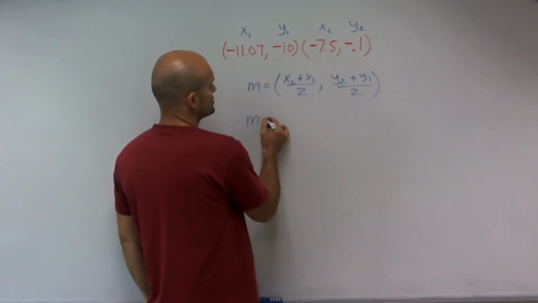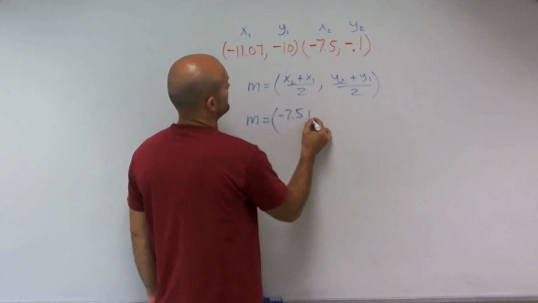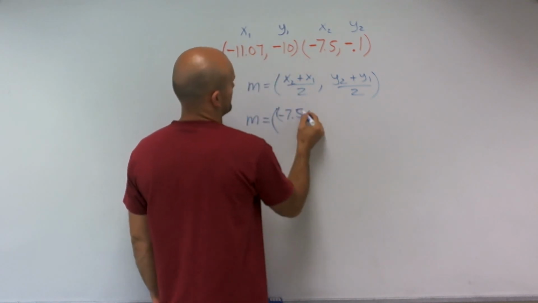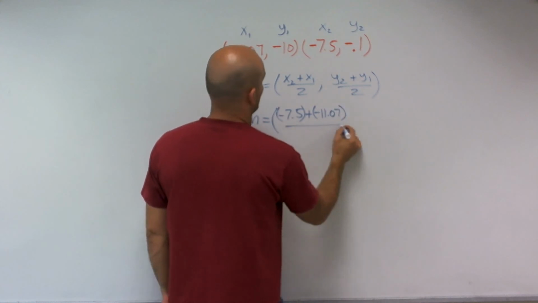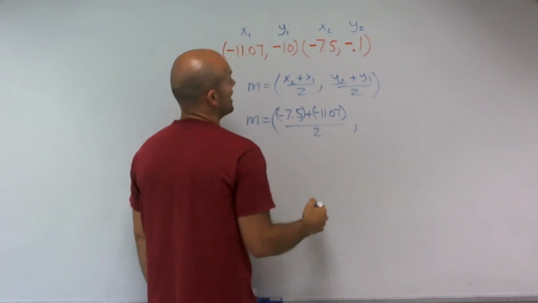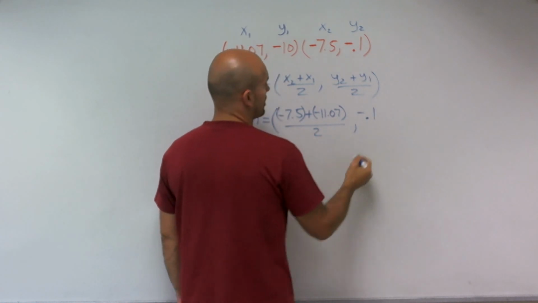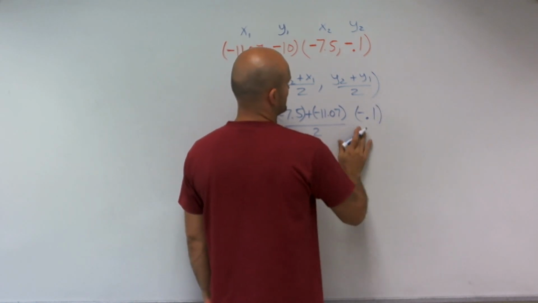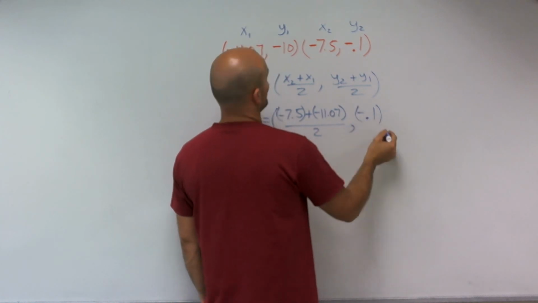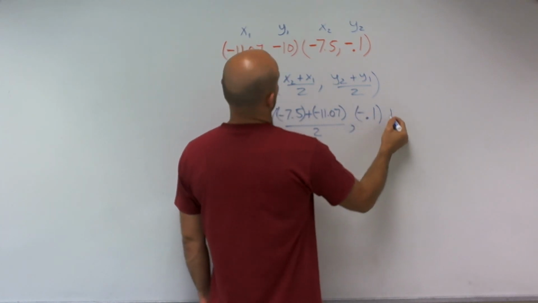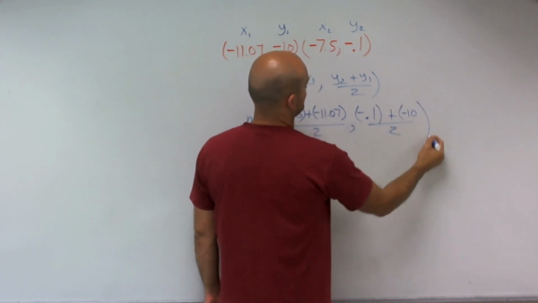So I'll say M, which is my midpoint, is equal to x2, which is a negative 7.5, plus a negative 11.07, all divided by 2, comma, y2, which is a negative 0.1. I should put this in parentheses better. Okay, there we go. Negative 0.1 plus a negative 10, divided by 2.